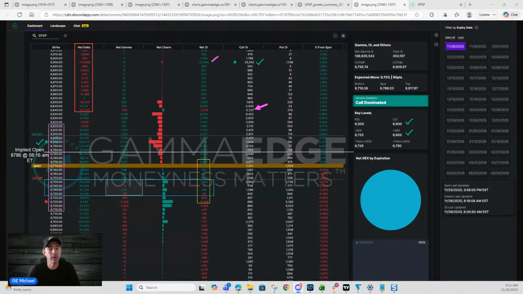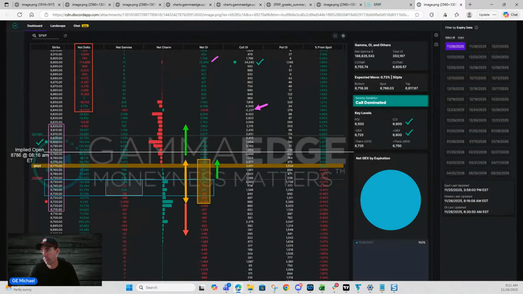Let me show you the 0DT with the DS zone today. Sorry about that. There we go. All right, 0DT for today. Call dominated above and below spot price. We continue to see the structure improve day over day, which is great.